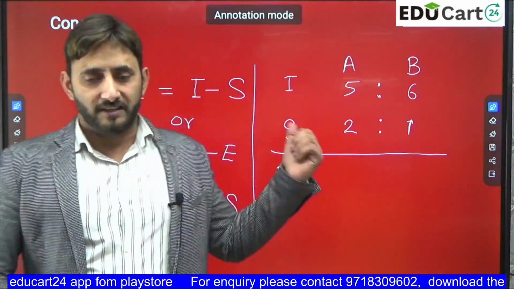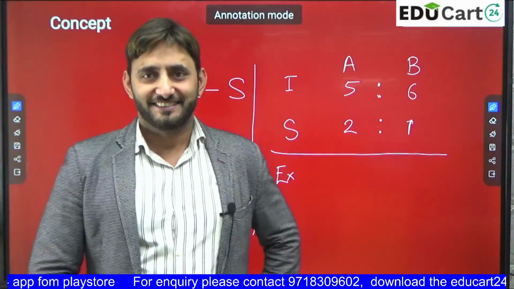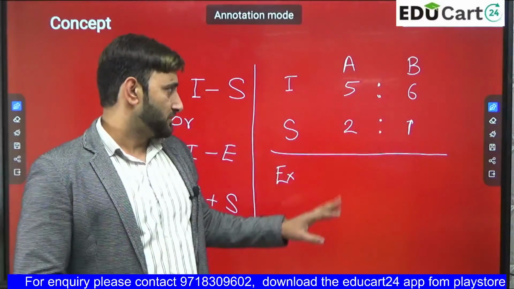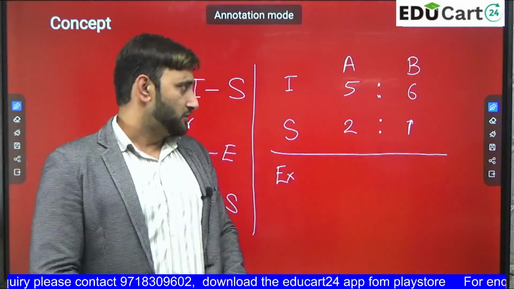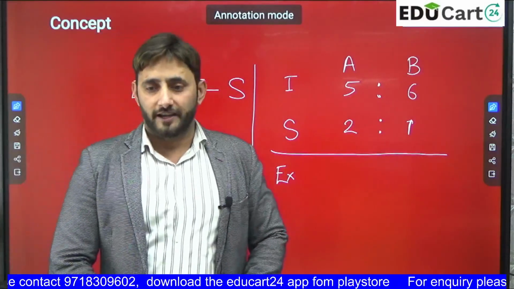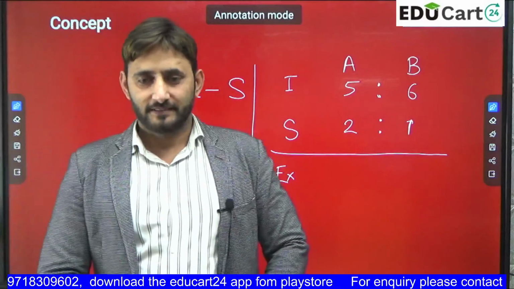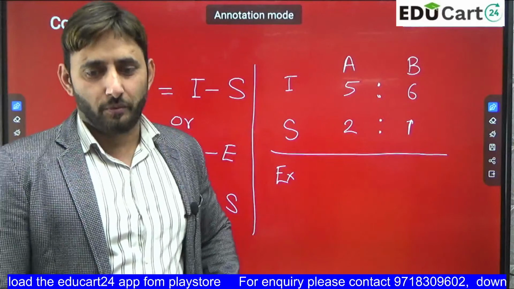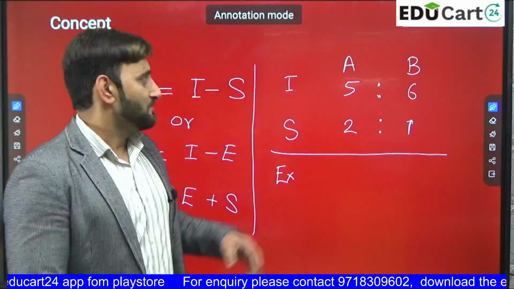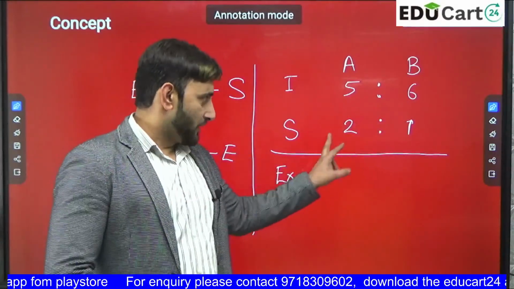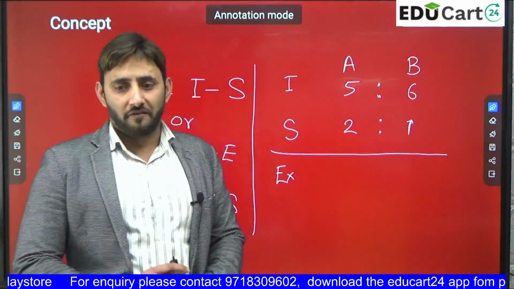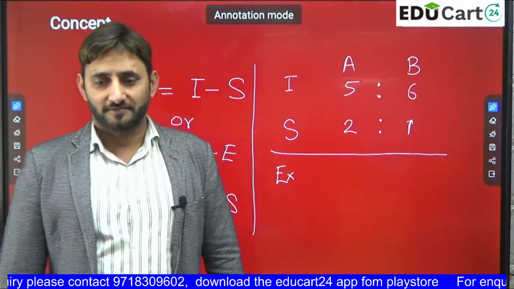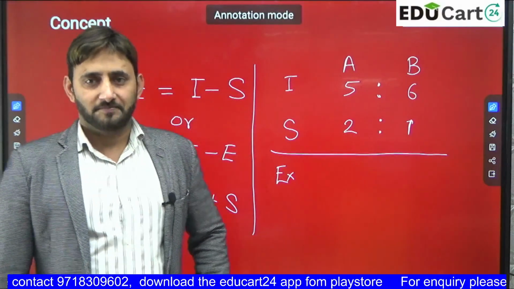Can you tell me? Please tell me if you can. There are two people, their income ratio is 5:6, saving ratio is 2:1. What will be the ratio of their expenditure? Quickly reply.